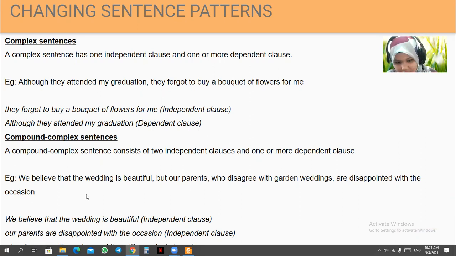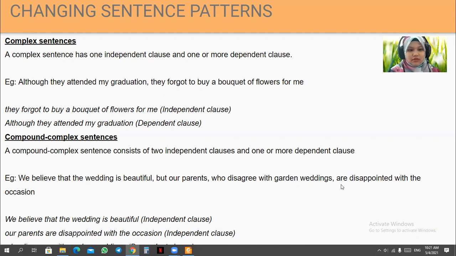So which part cannot stand on its own? It needs to depend on the other clause. It is the "who disagree with garden weddings." That is the dependent clause. Okay. So this is how you can know. This is when you start writing. When you write, this is a complex sentence. If it is very simple, this is a simple sentence. When you combine two sentences, it is a compound sentence. As easy as that. All right.